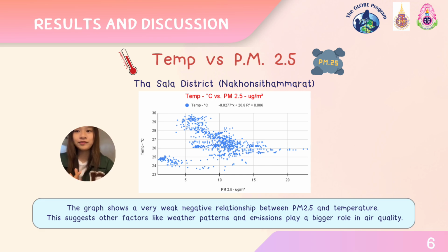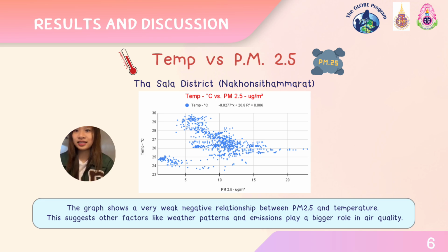So now let's move to the second graph, or the second scatter plot. Now this graph shows us the relationship between temperature versus PM 2.5, which is in Tasala district. As I said, it's located in Nakhon Si Thammarat province.